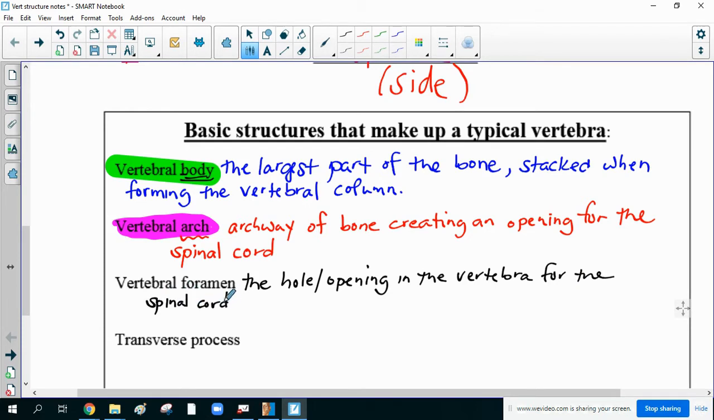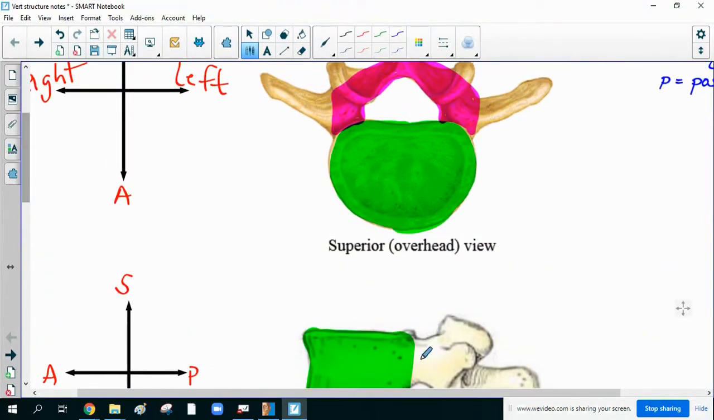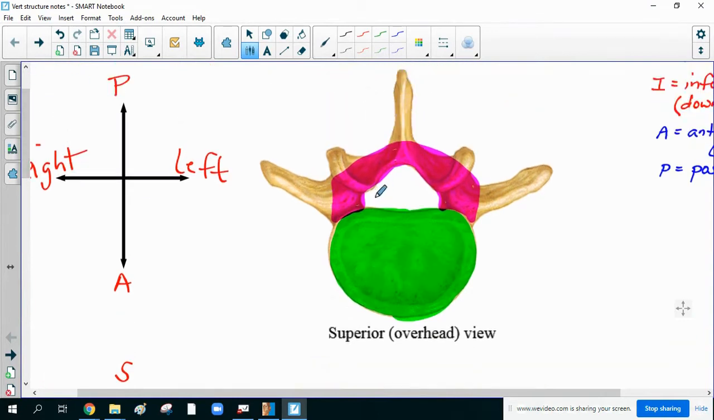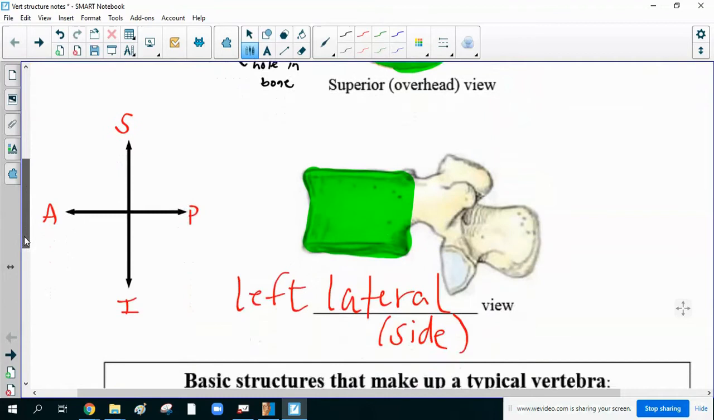And I'm not going to color that because sometimes when you color a hole, it makes it look like a thing instead of an opening. Now, can I see that here? No, this is a side view. But I can definitely see it here. So that is the vertebral foramen. And a foramen is a hole in bone. We're going to see that word again too, foramen. Okay, what is next?